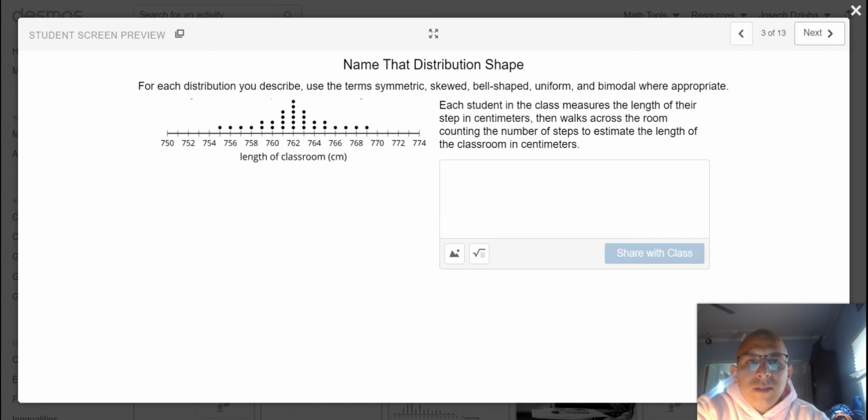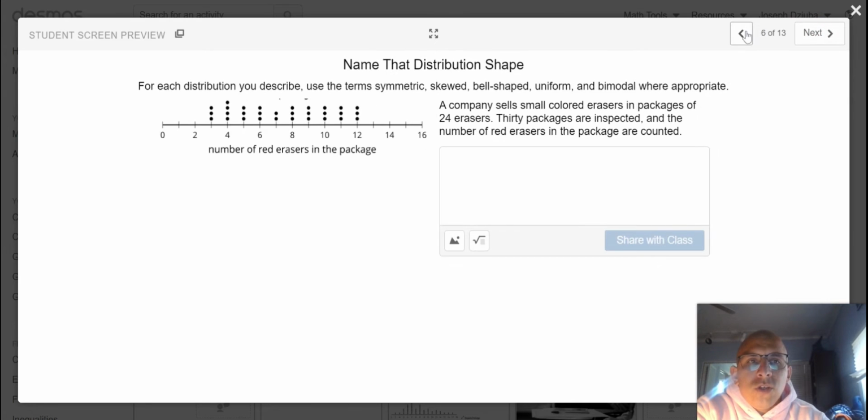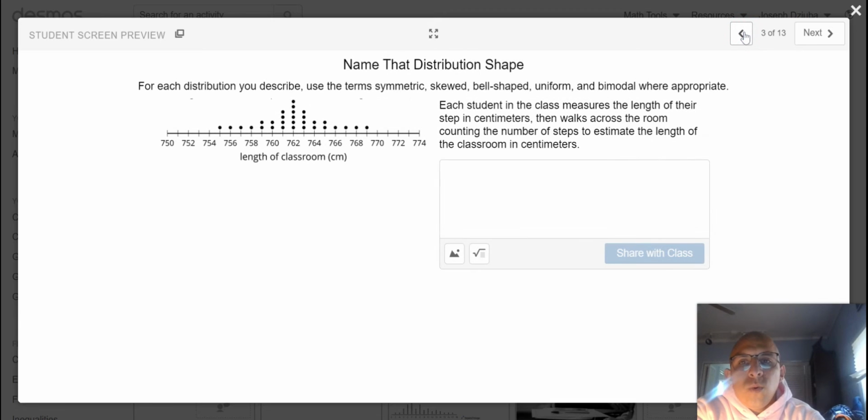Over the next couple of slides, you will be tasked with describing the data distributions that have been represented using dot plots as symmetric, skewed, bell-shaped, uniform, or bimodal when appropriate. In this first image, each student in the class measures the length of their step in centimeters, then walks across the room counting the number of steps to estimate the length of the classroom in centimeters. So based on the data, do you find that it is symmetric?